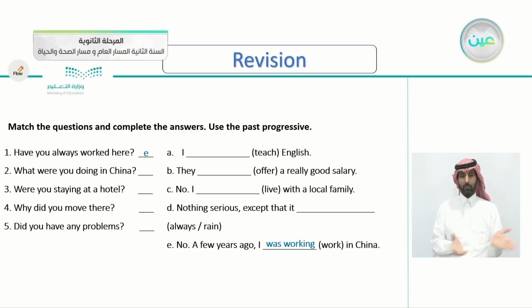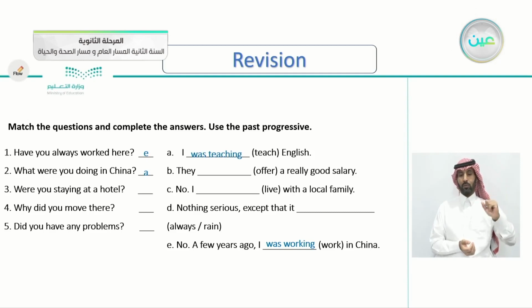So let's go to number 2. What were you doing in China? So which letter fits this question? Yes, very good. It's A. What were you doing in China? I teach English. Let's change the verb teach. Yes, I was teaching English.